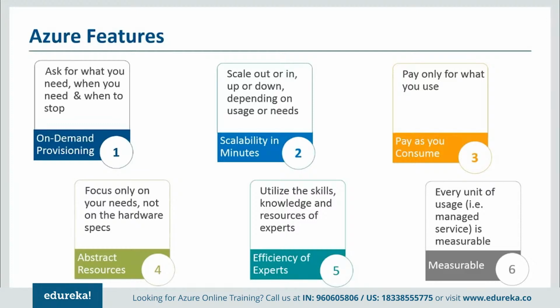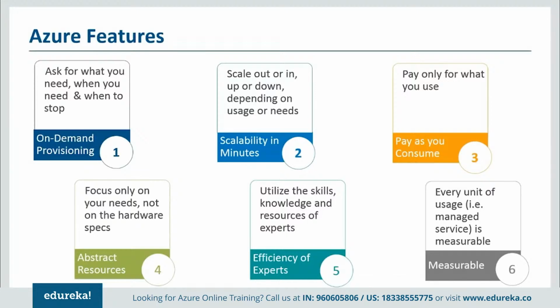Now, when you come to the cloud, you can provision on demand. And once your demand is not in place, which means there is not much requirement right now, you can scale down. When you scale down, you only pay for what you are consuming. That is point number 3, pay as you consume.